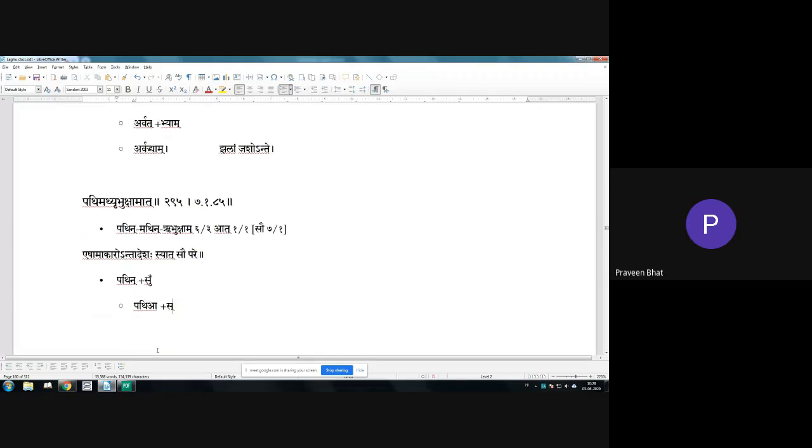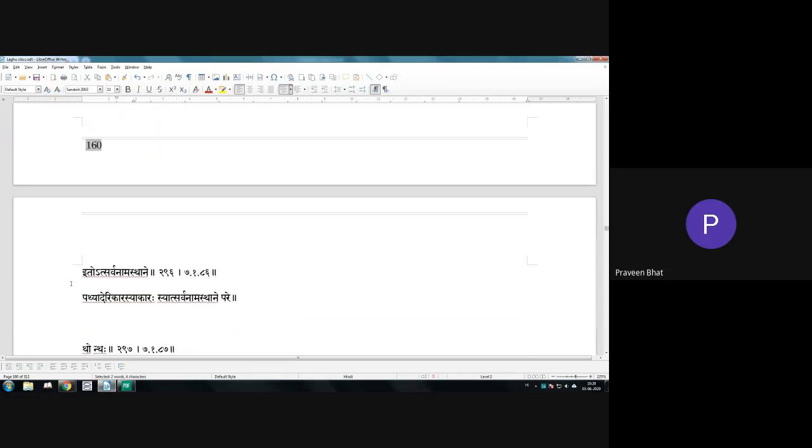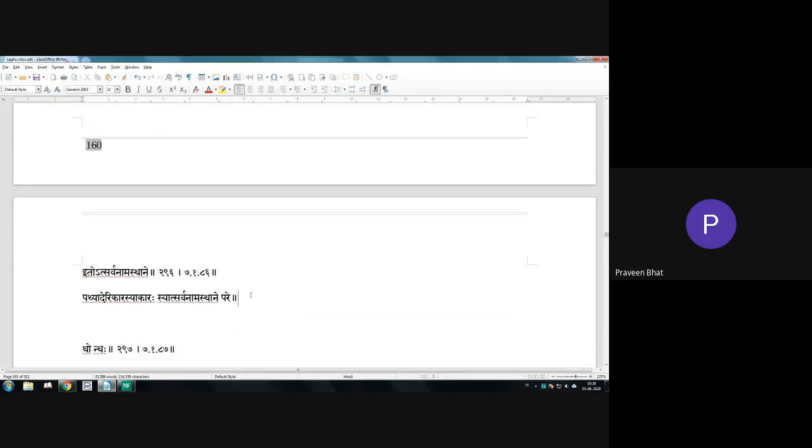But wait, laghukara has another sutra coming up. So this is pathi plus a, don't do anything right now. Don't do sandhi between these. See if there is something else, some other kriya is pending. First you have to take all adeshas into consideration and then adesha agamas are applied. Then after that you do sandhi. So next sutra comes in now. Then you do pathi plus a.